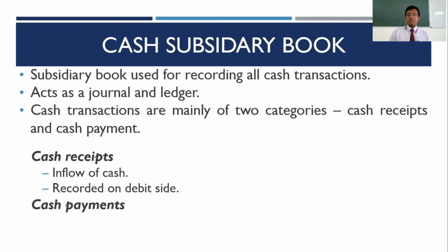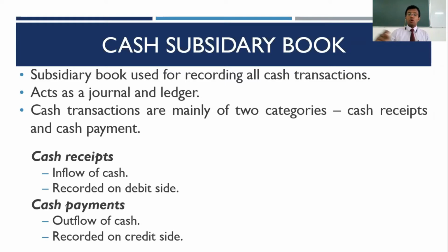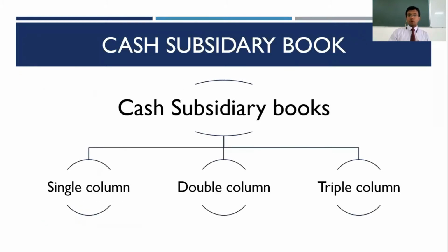Then you have cash payments. What happens in cash payments? In cash payments, cash goes out. There is outflow of cash. Cash is moving out from your business. These transactions would get recorded on the credit side. Why does it get recorded on the credit side? It gets recorded on the credit side based on the golden rule of accounting: debit what comes in, credit what goes out. Since the cash is going out, it would get recorded on the credit side of the subsidiary book.